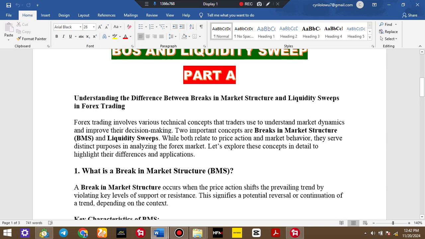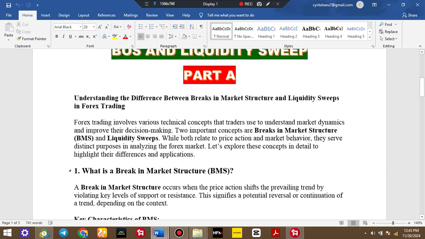Now, understanding market structure and liquidity sweep is a very great lesson or concept you shouldn't avoid, because these two concepts are major concepts when you are starting the forex market as a beginner. So when you understand your structure, it is also important to understand liquidity so that you don't mistake liquidity for structure, break of structure. So let's start with the writing materials before you.